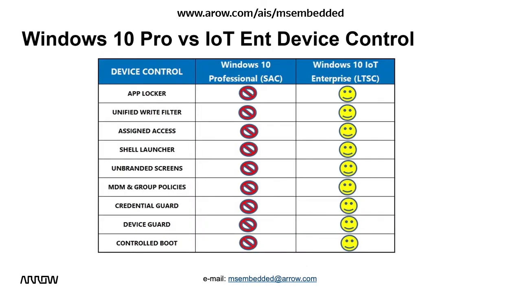So those enterprise features I just mentioned give you the ability to control the device, extremely important for an IoT appliance. You get AppLocker, Unified Write Filter, Assigned Access, Shell Launcher, Unbranded Screens, additional group policies and management capabilities, Credential Guard, Device Guard, and Controlled Boot, all features that help you control your appliance, and you get none of those with Windows 10 Pro.